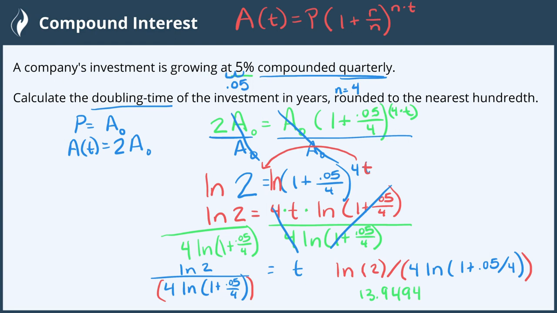13.9494. We were asked to round to the nearest hundredth. The hundredths place value is the second place value after the decimal. The 9 is greater than 5, so it'll raise the 4 to a 5, making this 13.95, and we were asked the time, so we need to label this as years. We've now found that for this company, the doubling time for its investment is almost 14 years. And now we're all done.